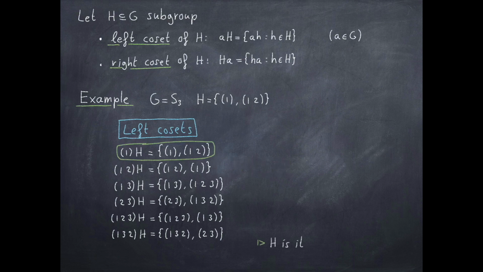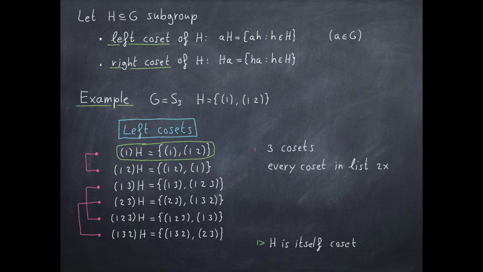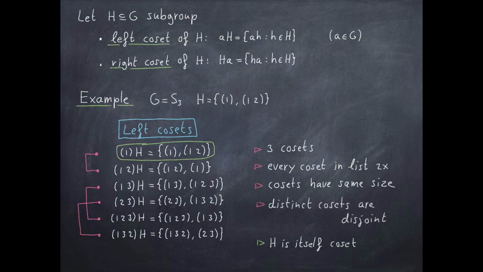We notice a number of interesting properties of these cosets. The first property is that the subgroup H itself is a coset of H. The second thing we notice is that there are actually only 3 cosets. Every coset just occurs twice in the list. The third property is that all left cosets have the same number of elements. Finally, we notice that any 2 distinct cosets are disjoint. They don't have any elements in common.